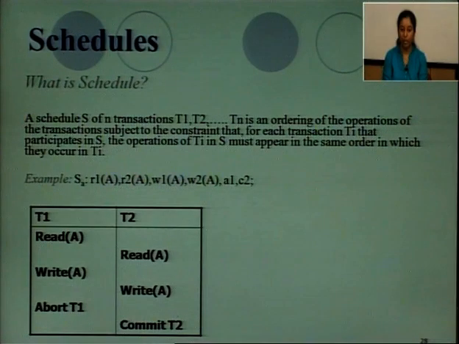The operations of Ti in S must appear in the same order in which they occur in Ti. This is an example of the schedule. To reduce the inconsistency, this is the best example, known as a schedule.